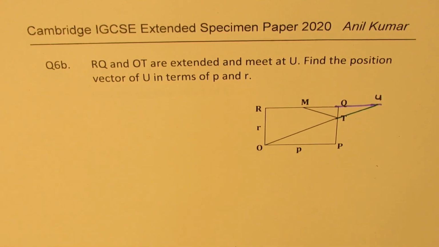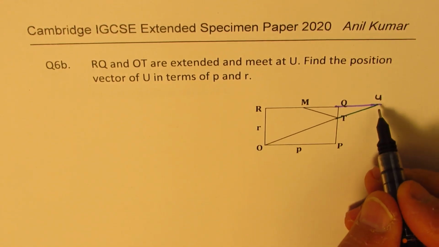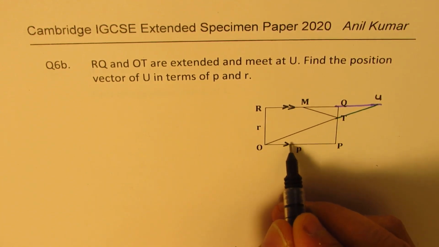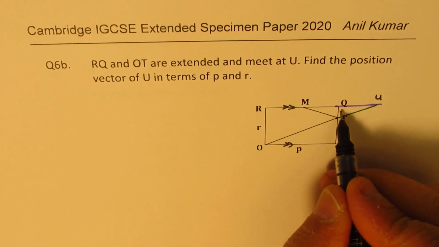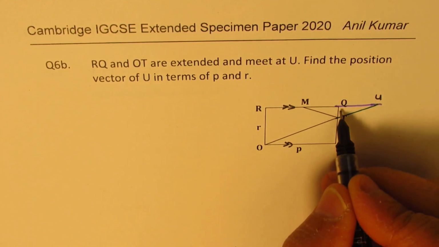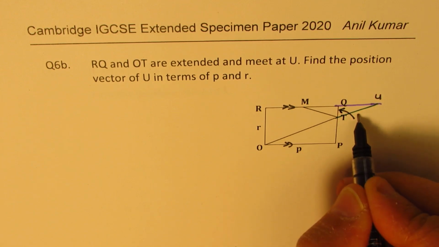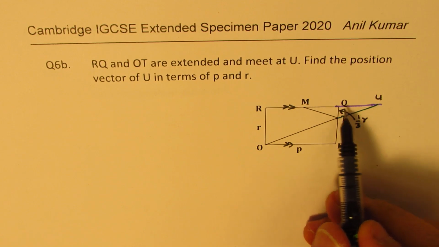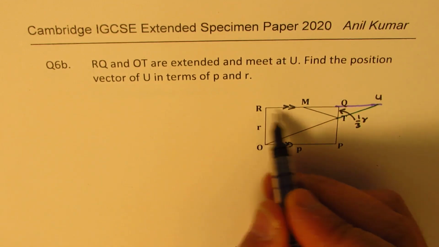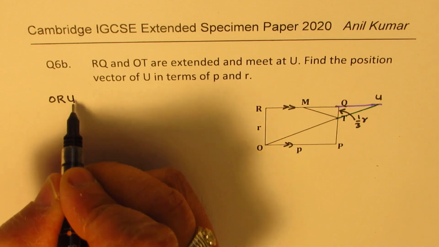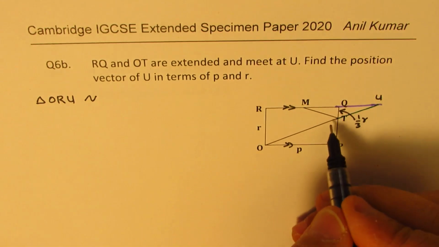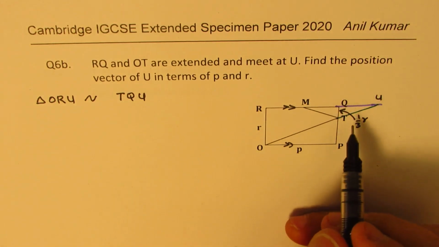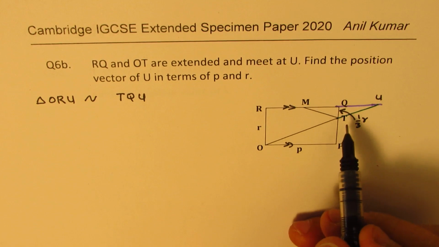Now that's the origin, right? So that will help us to get the position vector U. Now we are also given this is a rectangle, right? Which we worked in part A. And this is 1/3 of the whole thing. So this portion here is 1/3 of r, correct? So if you look into it, then we have two similar triangles. So let's take the big triangle, which is ORU. This triangle is similar to that small triangle, which is TQU, right?